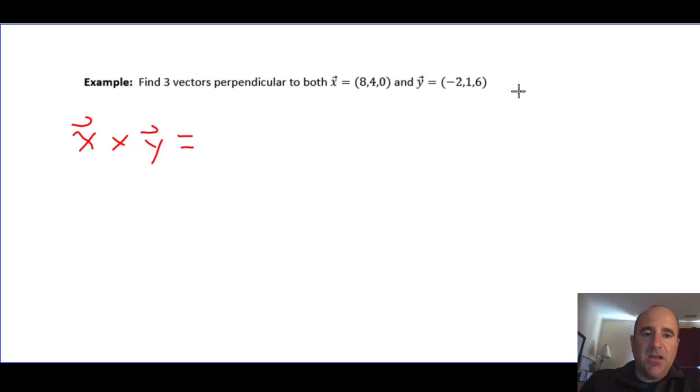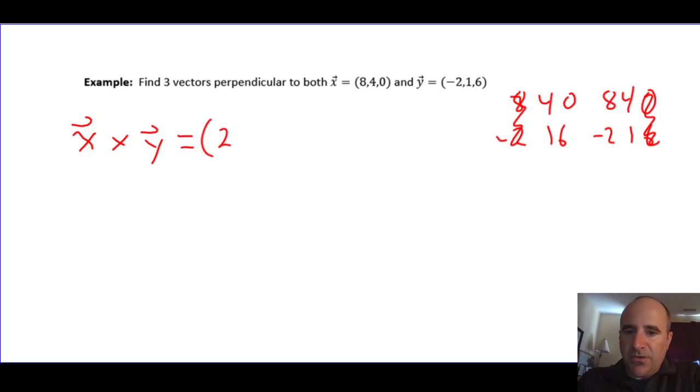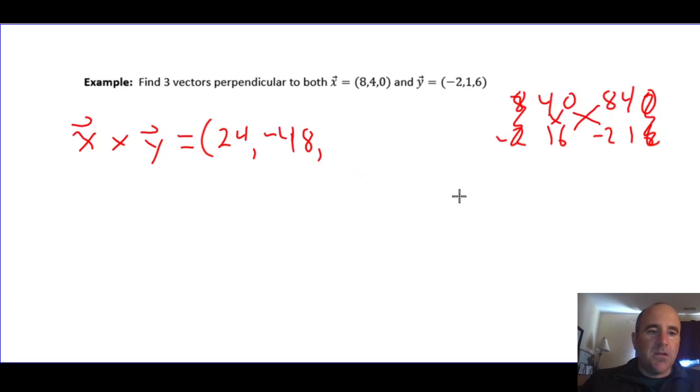So to do that, I'm going to write 840 twice. Okay, and I'm going to do the same thing with y, negative 216, negative 216. Get rid of that and get rid of that, and away I go. 4 times 6 is 24, subtract 0 is just 24. So I've done this one right here, 4 times 6, 0 times 1. Next I move on to this, 0 times negative 2, 0. Subtract 8 times 6 is negative 48. Okay, and then 8 times 1 is 8. But 8 subtract negative 8 is 8 plus 8, which is 16. So there's the cross product.